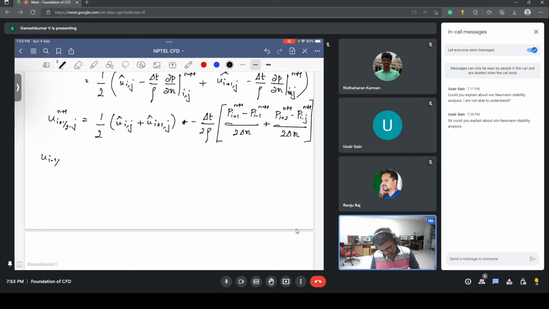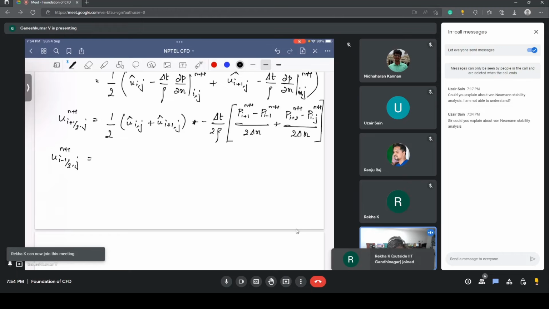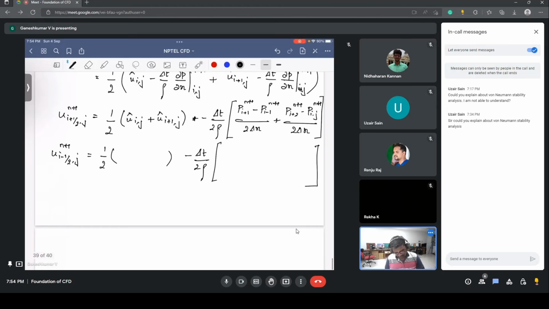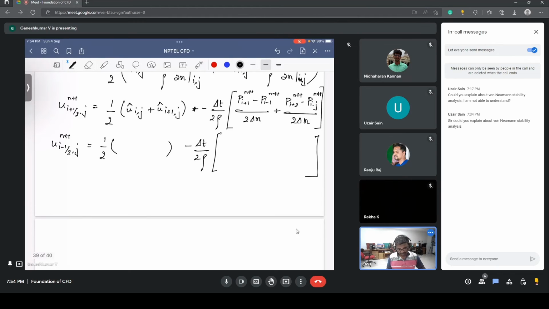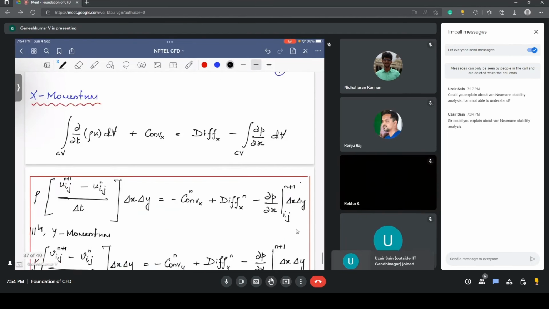Similarly, you write u of i minus half comma j at n plus 1. Here you will have some term minus delta t by 2 rho, and similarly you will have another term. I request you to do this by yourself. Finally what we have is u of i plus half at n plus 1 minus u of i minus half comma j at n plus 1 times delta x, right? This is one of the terms in the continuity equation, right?